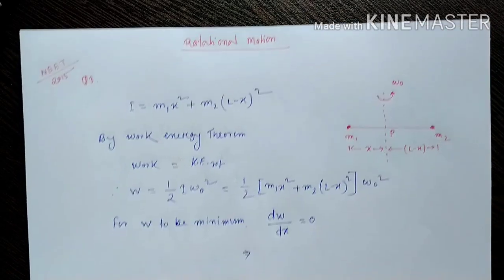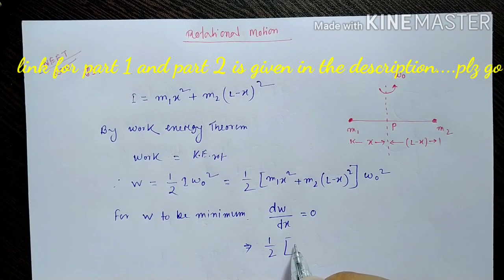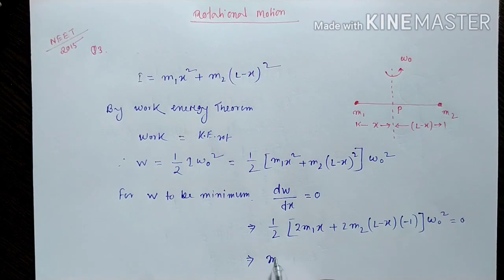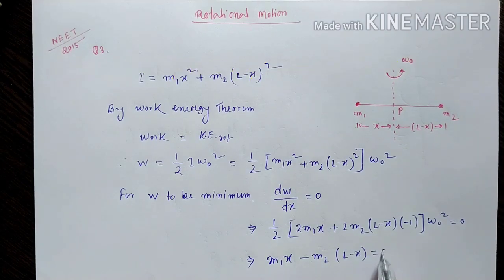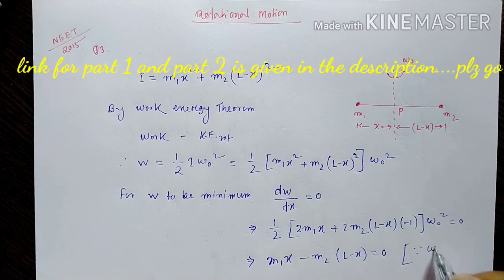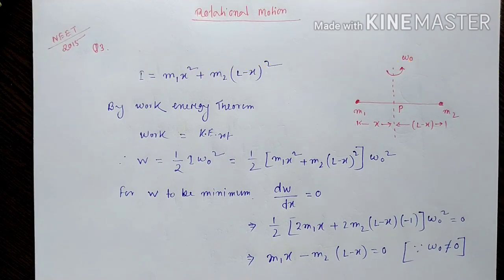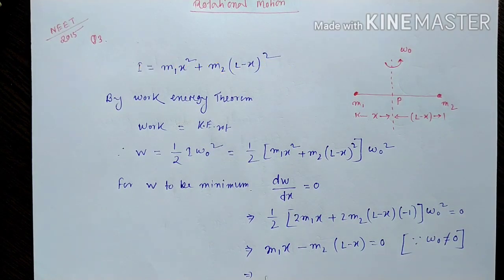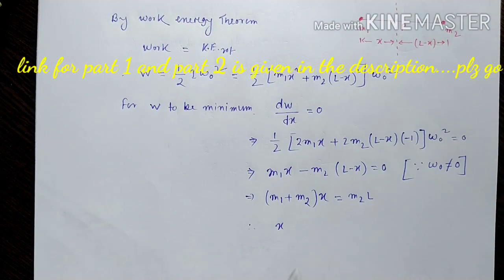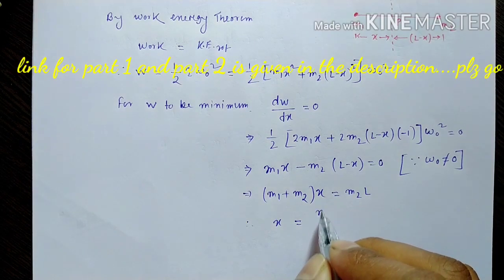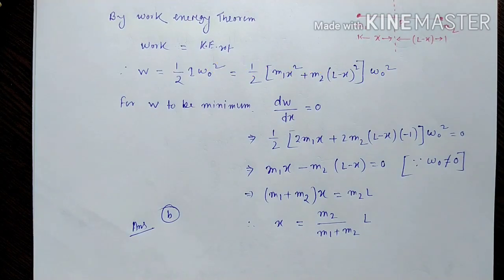That's a simple derivation. Just simply derive it. Since omega naught is not equal to 0, then definitely that part will become 0. After that we will get that one, m1. So therefore x is equal to, we are getting that one. This is the answer. The answer comes out as option B.